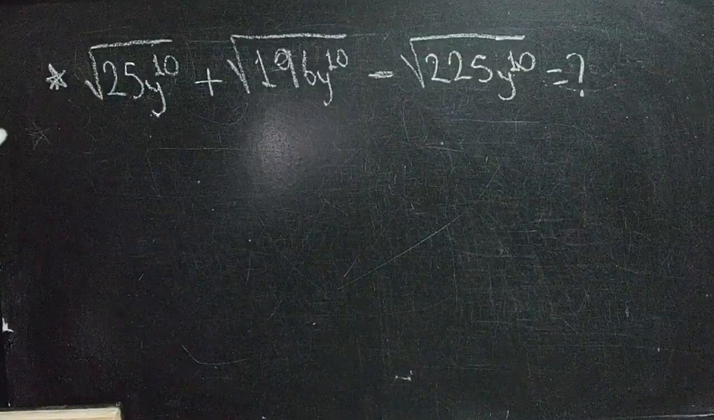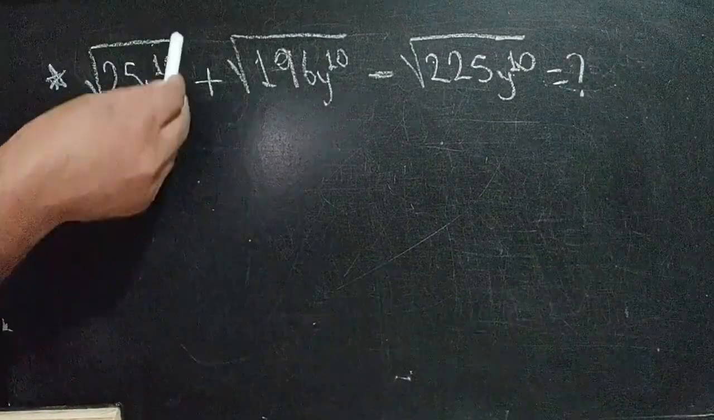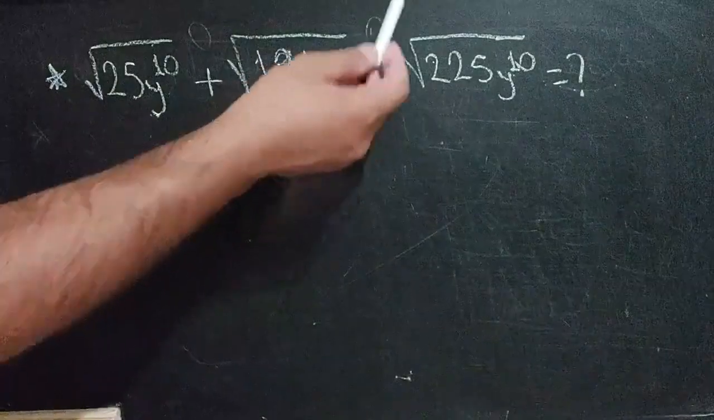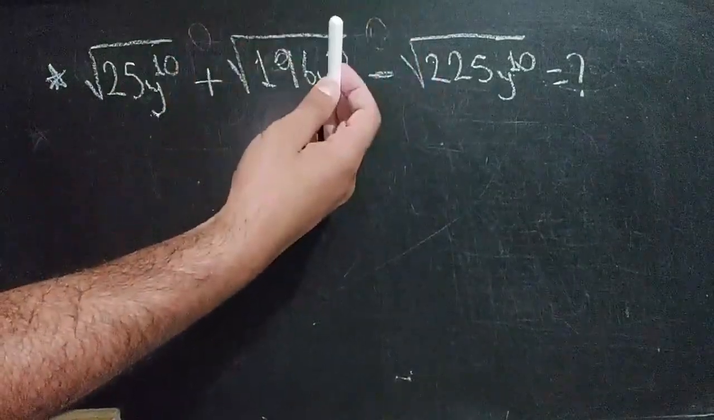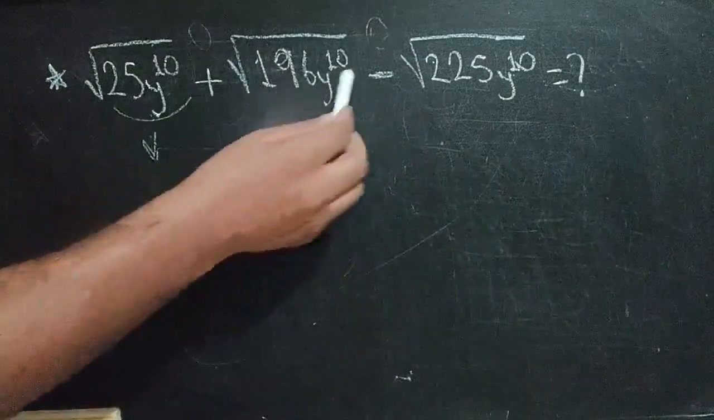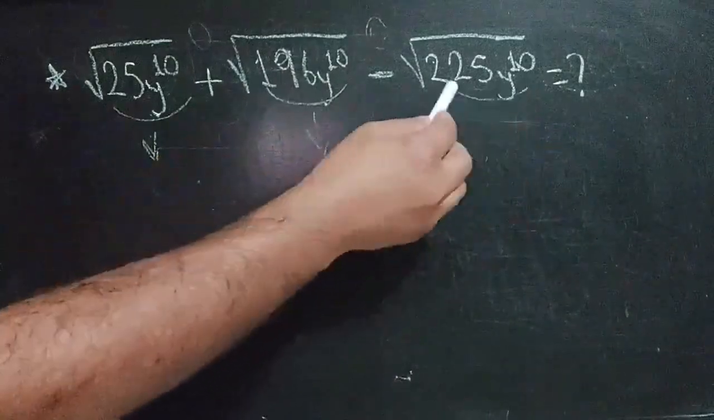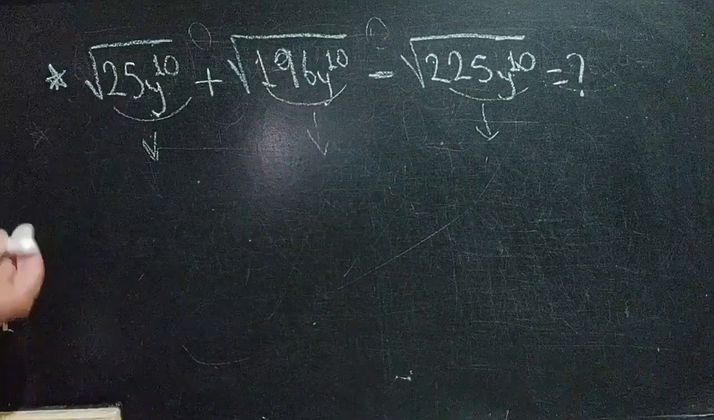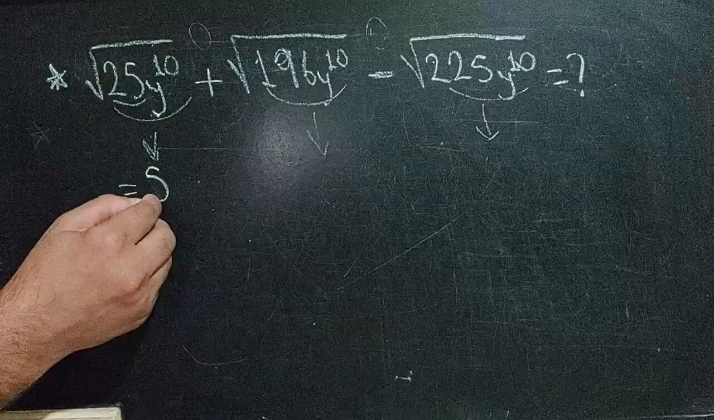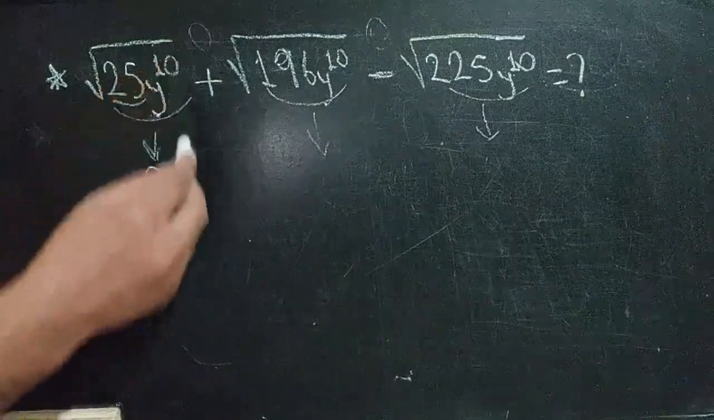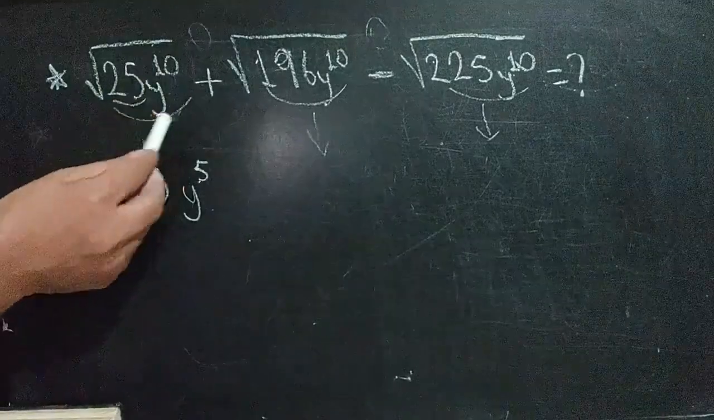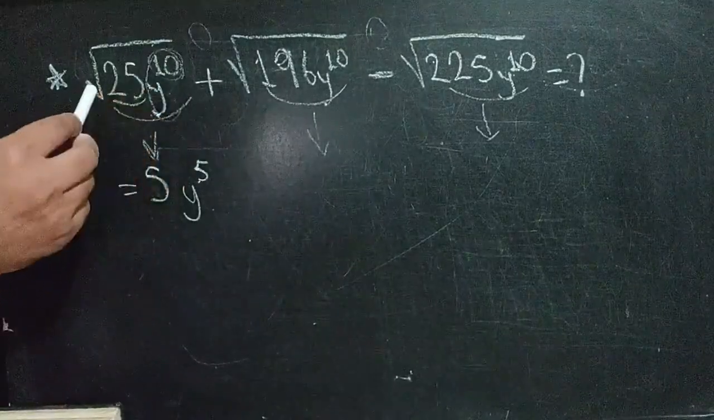Alright, now let's have a look at this question. You see they're not under the same root. That means they're not connecting to each other. Now I'm going to take them out separately, then add to each other. So from there, this 25 will come out as 5. Y power 10 will come out as y power 5, because when you take them out, you divide the power by 2 for square roots.